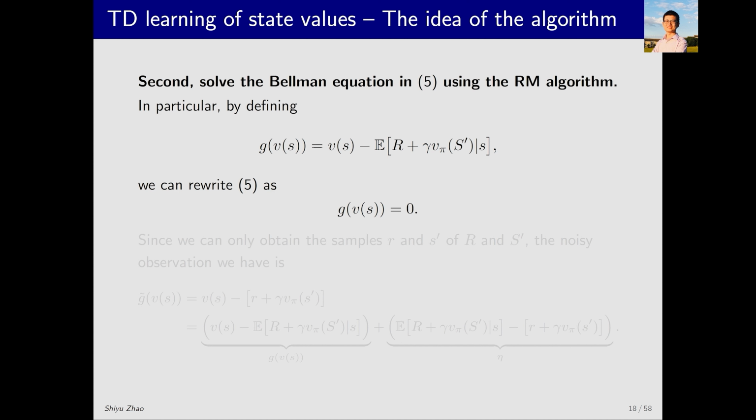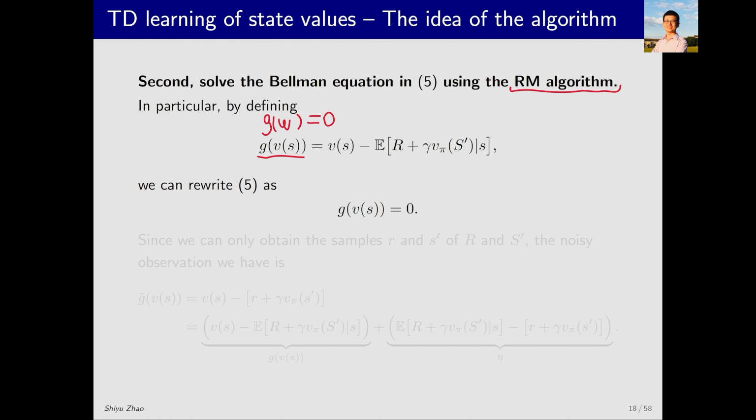Next, let's solve the Bellman equation we just derived. How do we solve it? We use the RM algorithm introduced in the previous lecture. You will then see that the RM algorithm here is very similar to the TD algorithm we discussed just now. Through this, we can see that the TD algorithm is a special RM algorithm for solving the Bellman equation. To solve this Bellman equation, we first define a function g(V(s)). If we write it as g(w), it might be clearer. We aim to solve g(w) equals 0.